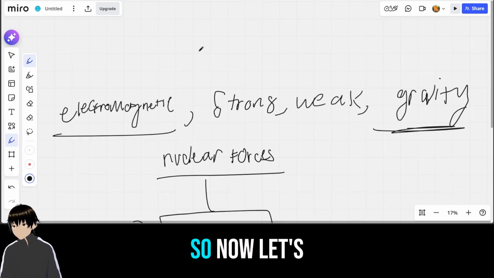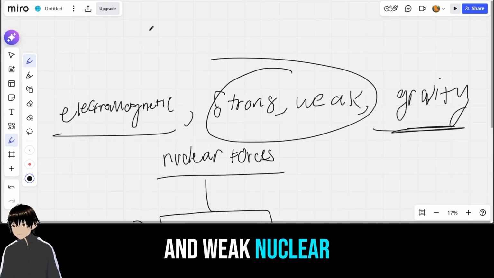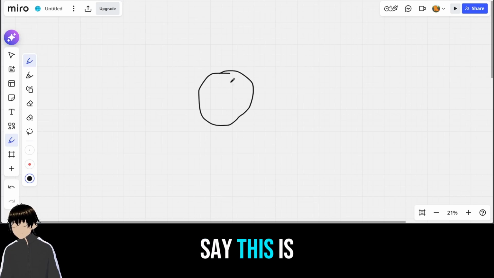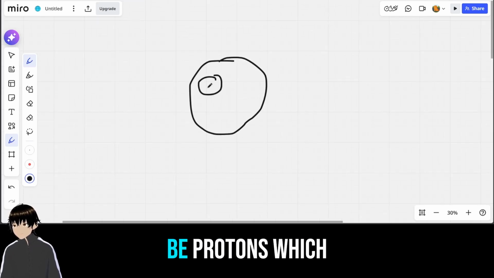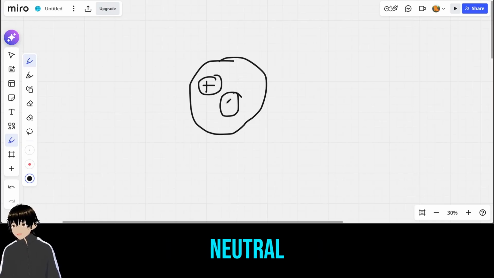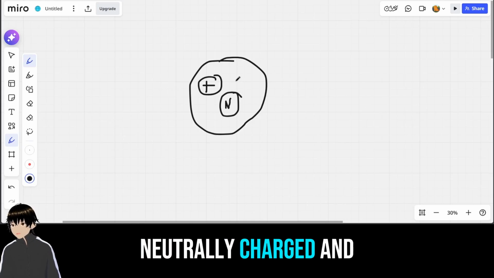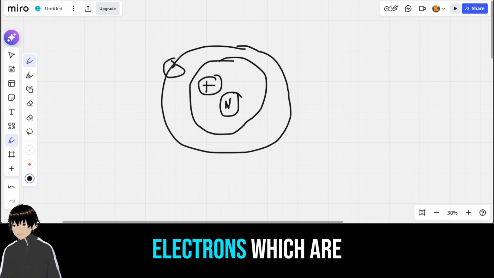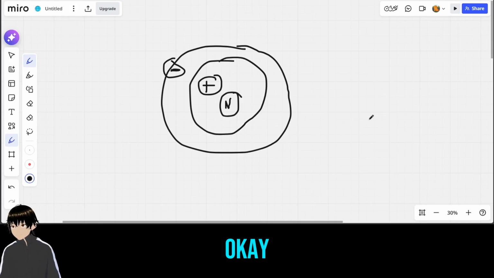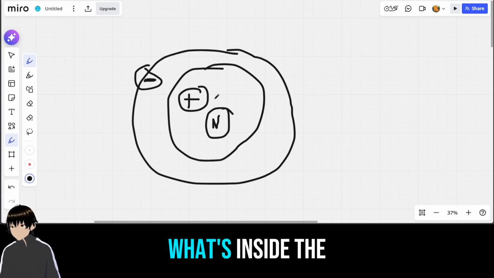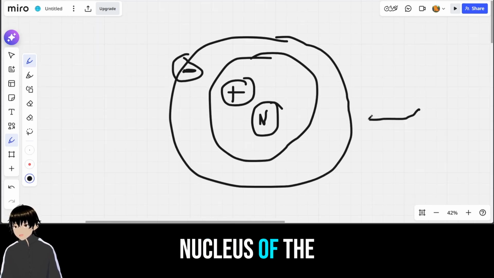Okay, so now let's talk about strong and weak nuclear forces. If you would imagine an atom, let's say this is an atom. Inside it would be protons, which are positively charged, neutrons, which are neutrally charged, and outside of this orbit, you will see electrons, which are negatively charged. But let's not focus on electrons. Let's focus on what's inside the nucleus of the atom.